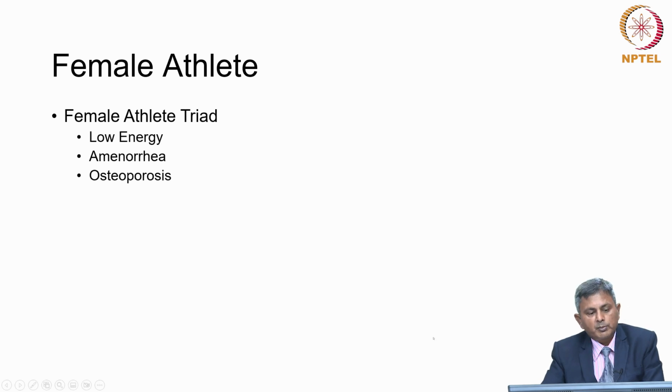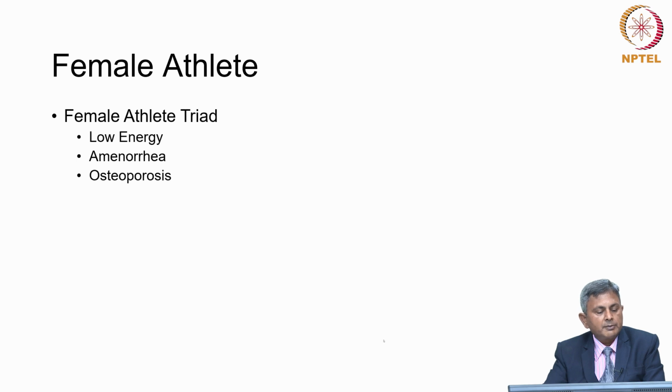And in the female athlete triad, it is very rare that all three symptoms or all three things are present in a particular patient. These are the three classical components of the athlete triad: low energy, amenorrhea, and osteoporosis. All these three symptoms are rarely present in an athlete. Sometimes only two and sometimes only one symptom appears in an athlete.